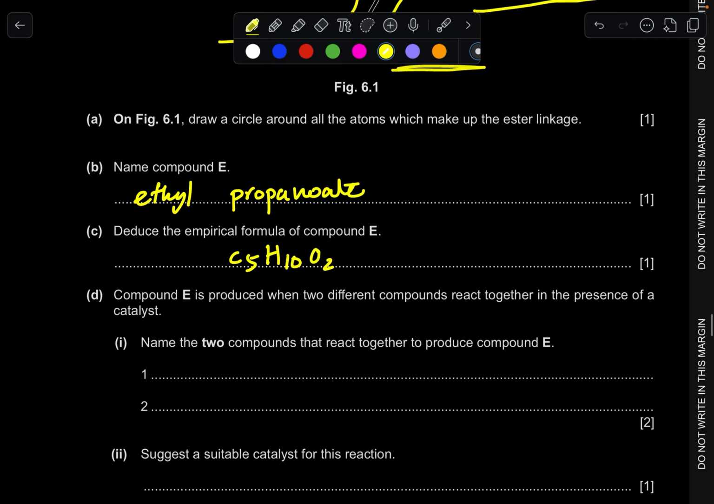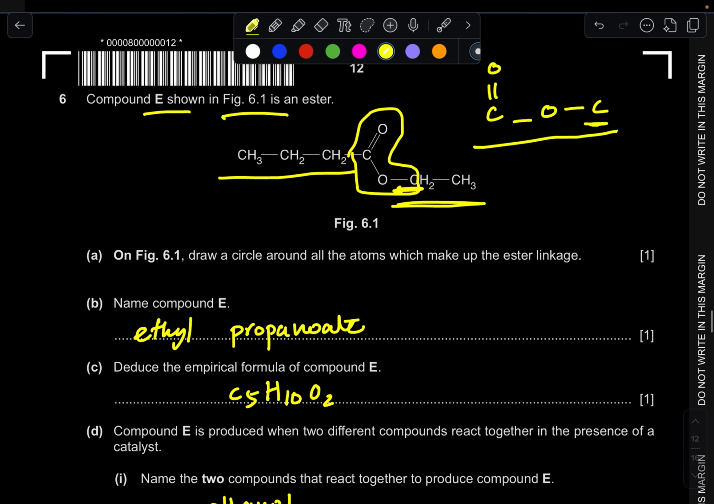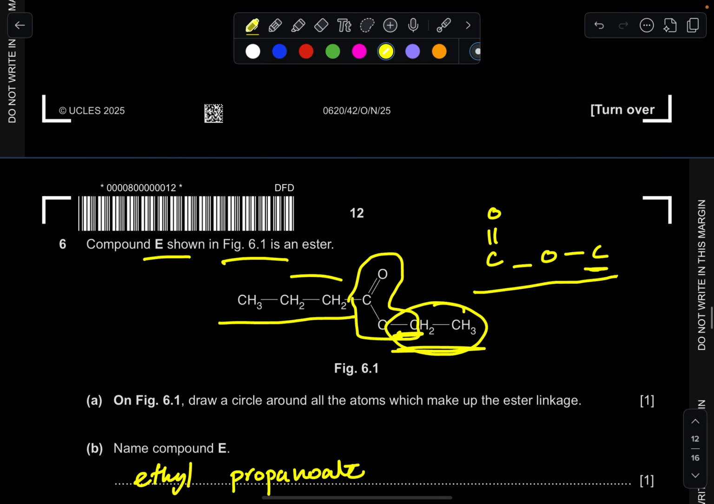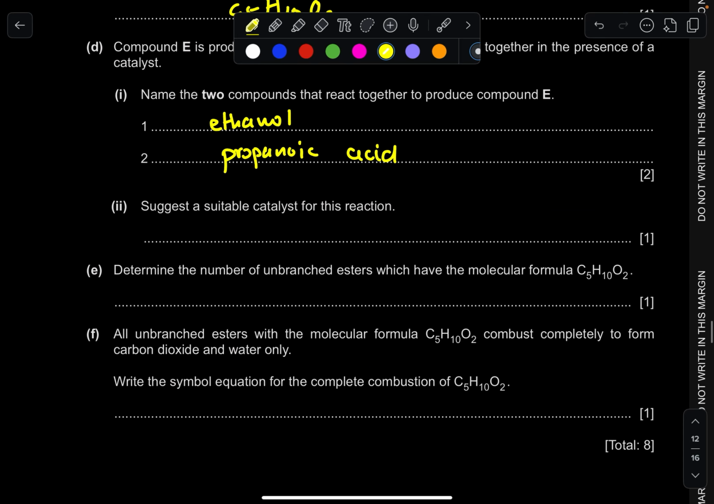Compound E is produced when two different compounds react together in the presence of a catalyst. Name the two compounds that react together to produce compound E. Ethanol and propanoic acid. Simple. We take ethanol, we take propanoic acid, and we form this ester. That's the ethanol part, that's the propanoic acid part. Suggest a suitable catalyst: H2SO4. We use sulfuric acid as catalyst.